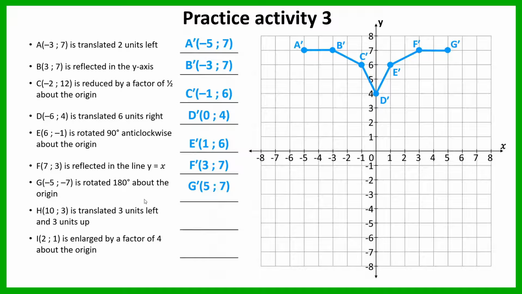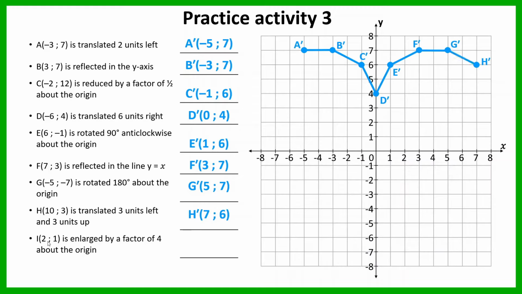Then I've got the point H, which is 10, 3. So that's going to be over here. I can't even actually get to it. But if I go 3 units left, as they say, there's 1, 2, 3, and then 3 units up, 1, 2, 3, I'm going to end up with this point over here, which is 7, 6. So H prime is 7, 6, and if I plot it, it goes over there, and then I join it up.